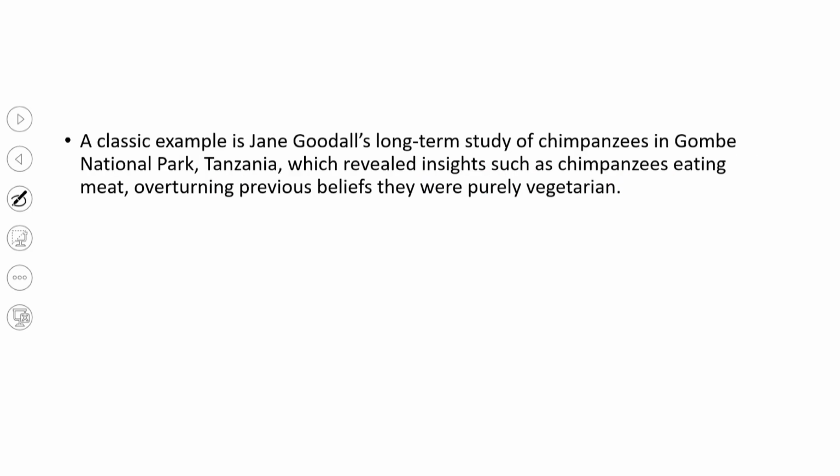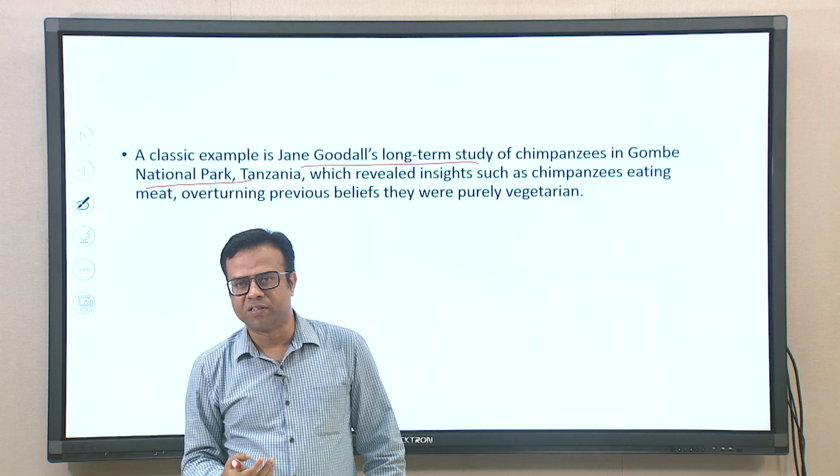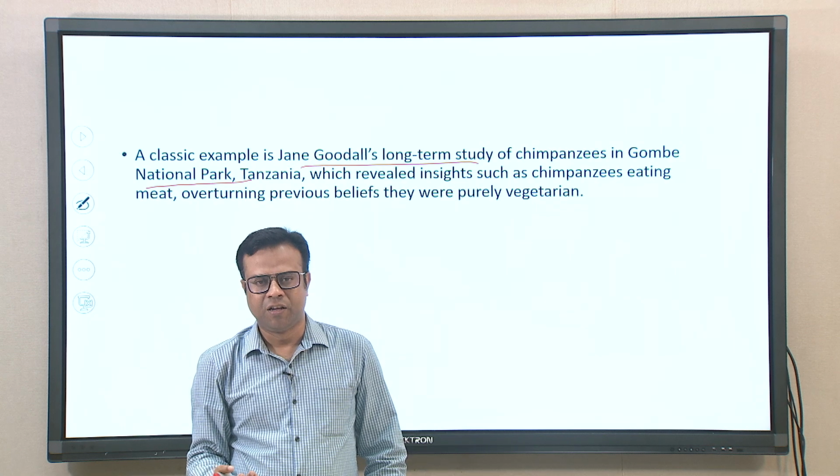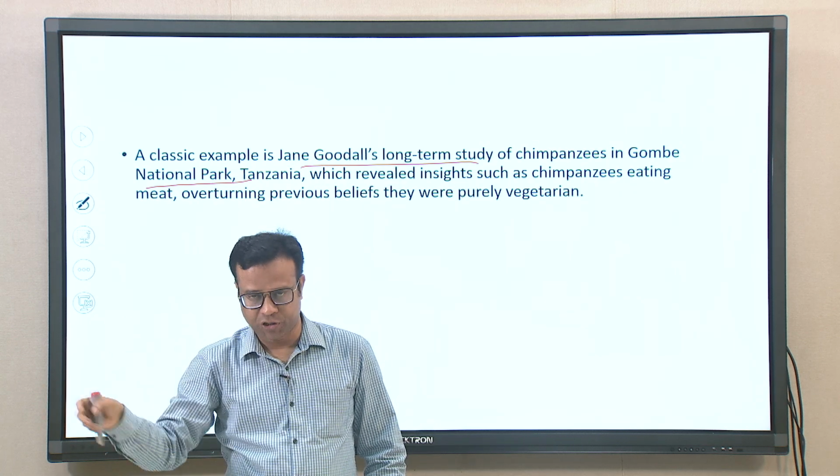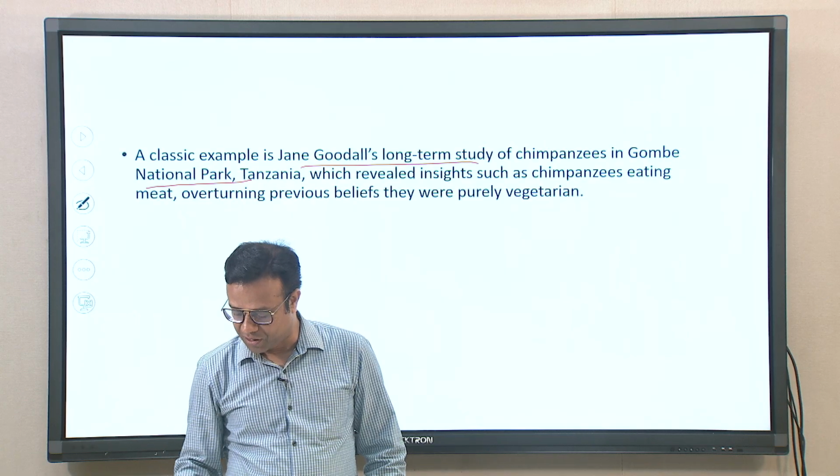One of the classic examples of naturalistic observation was Jane Goodall's long term study of chimpanzees in Gombe National Park, Tanzania. She understood the behavior of chimpanzees by naturalistic observation, and found many new insights about the behavior of chimpanzees through it.